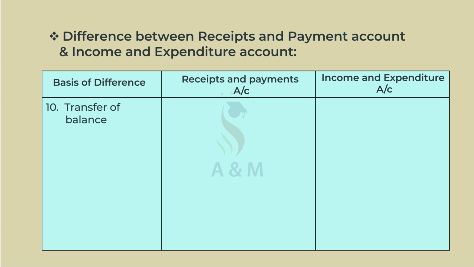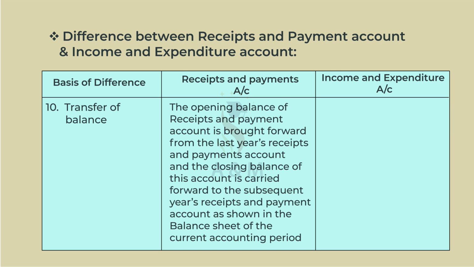Tenth, based on transfer of balance. The opening balance of receipts and payments account is brought forward from the last year's receipts and payments account, and the closing balance of this account is carried forward to the subsequent year's receipts and payments account as shown in the balance sheet of the current accounting period.